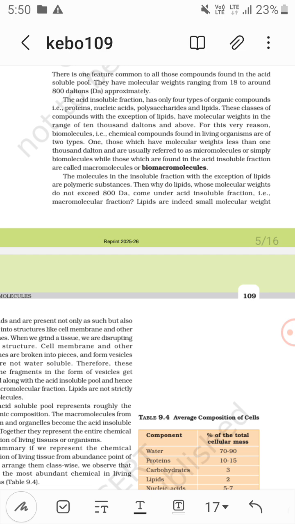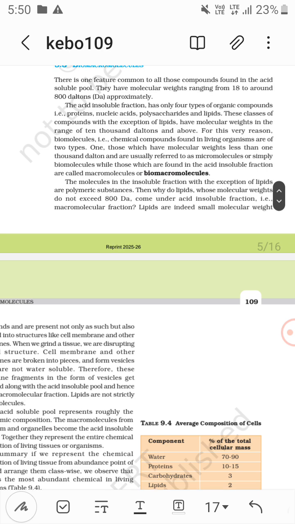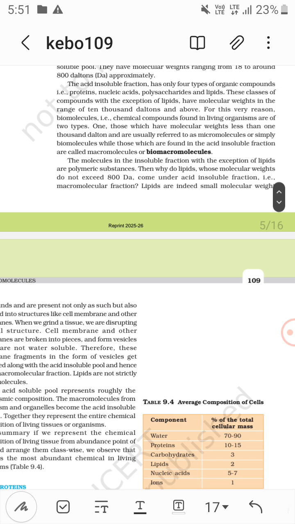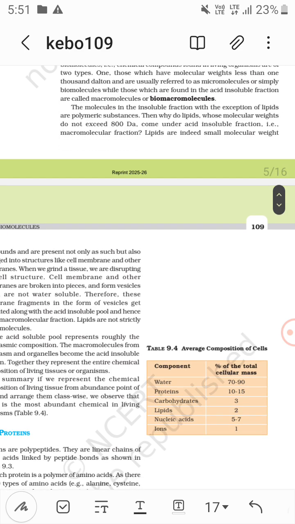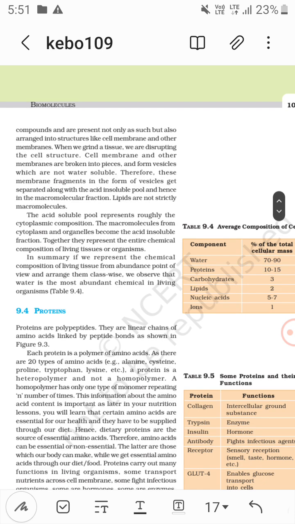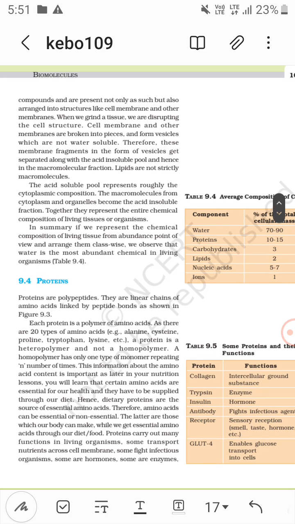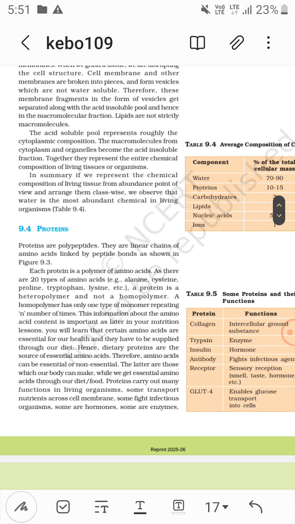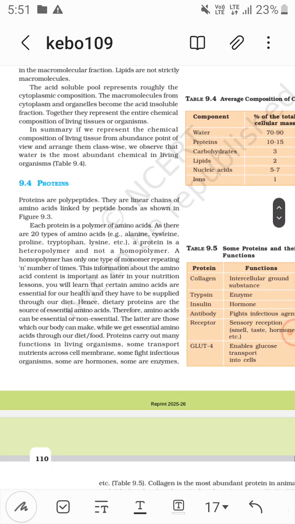Biomicromolecules are like amino acids and sugars, monosaccharide type of things. The exception is the lipid. As I told you, molecular weight does not exceed 800 daltons, but lipids are still not strictly biomacromolecules, they form vesicles and get separated along with the acid insoluble fraction. Now the acid soluble fraction represents the cytoplasmic composition, and macromolecules from cytoplasm and organelles form the acid insoluble fraction.